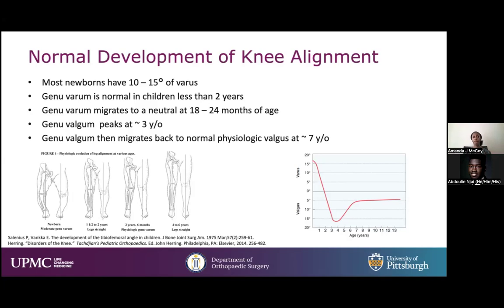And then you actually go the other way. You have maximal valgus when you're about 3 to 4 years old. And by the time you're about 8, your knees should be in their normal adult alignment. So if you have persistent genu varum or genu valgum past 8, that's a time that you can consider intervening.